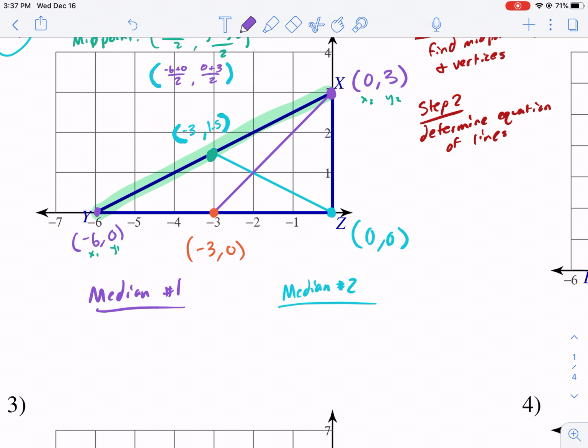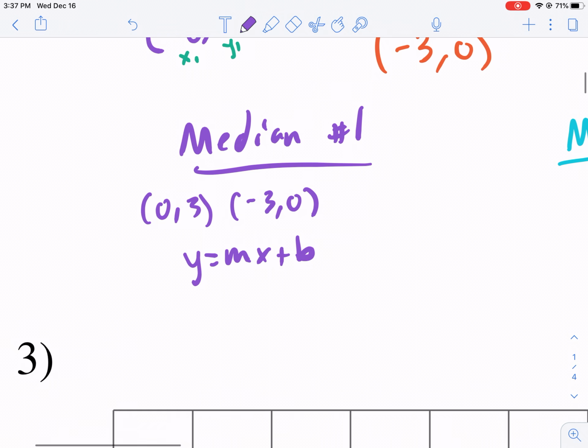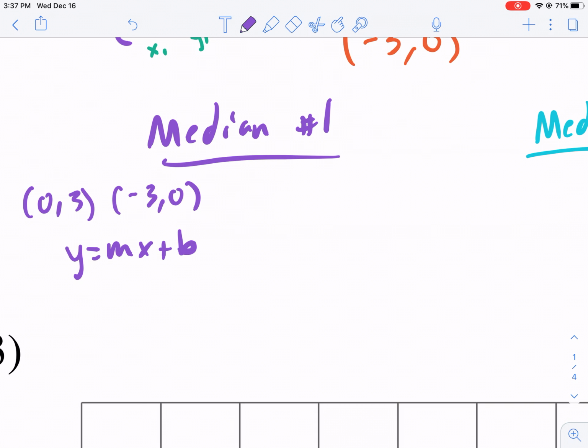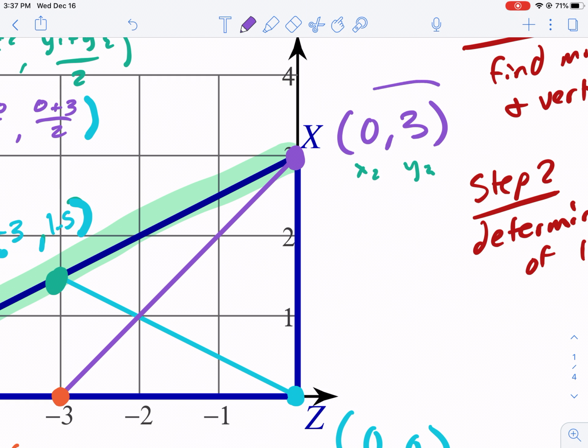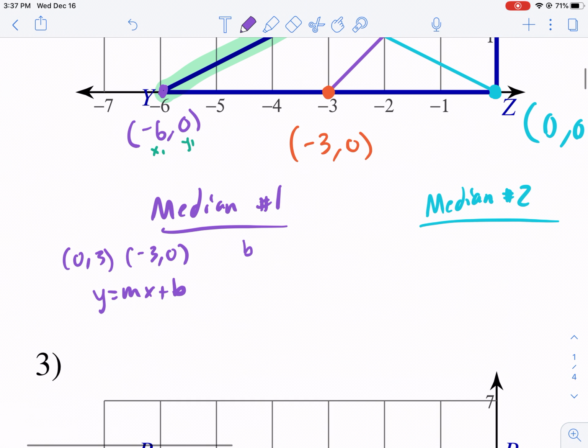This one looks a little easier. We have 2 points here. We have 0, 3 and -3, 0. We're going to use slope intercept form for this first one. We need a slope and a y-intercept. This one's actually fairly simple just because we already know the y-intercept. Normally this doesn't happen. We know our y-intercept is this right here, 0, 3. So I know my b equals 3.